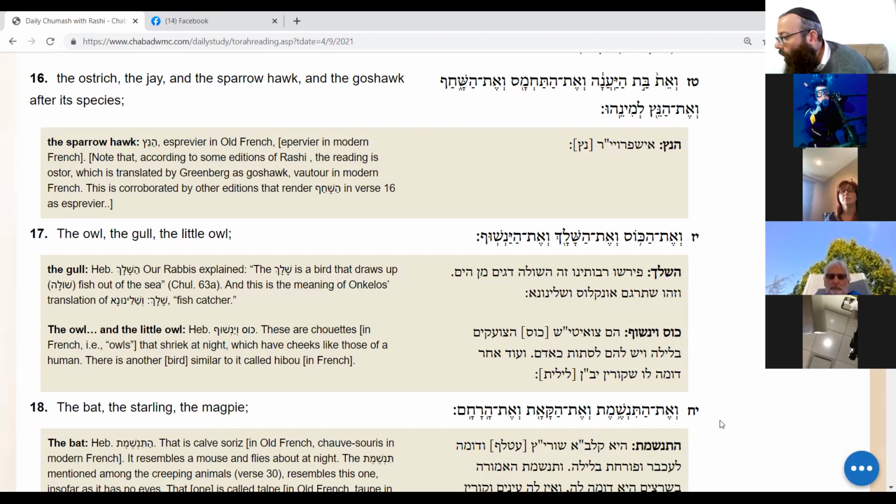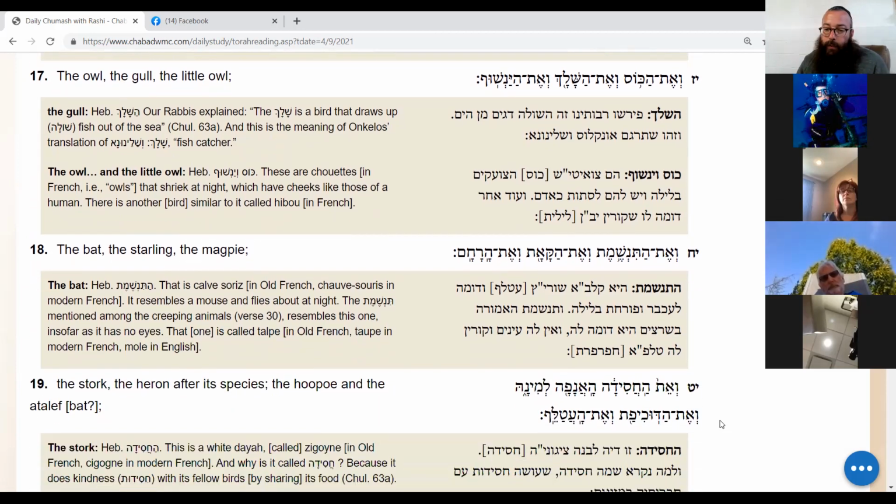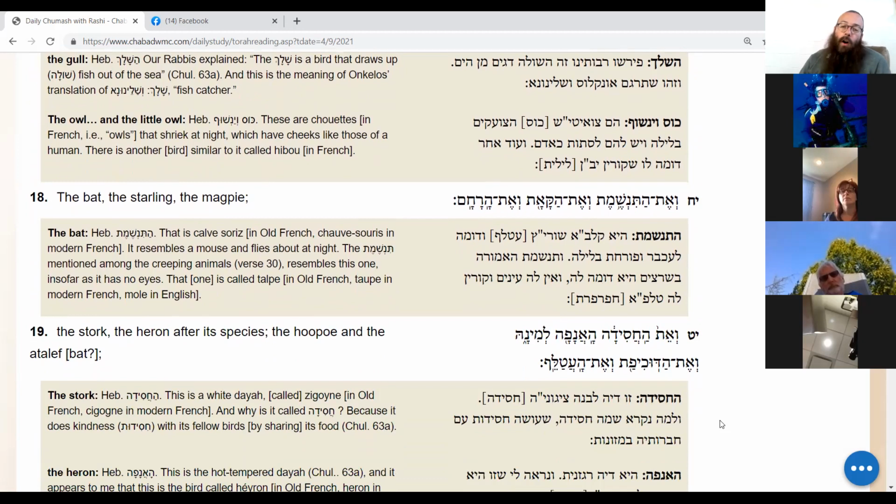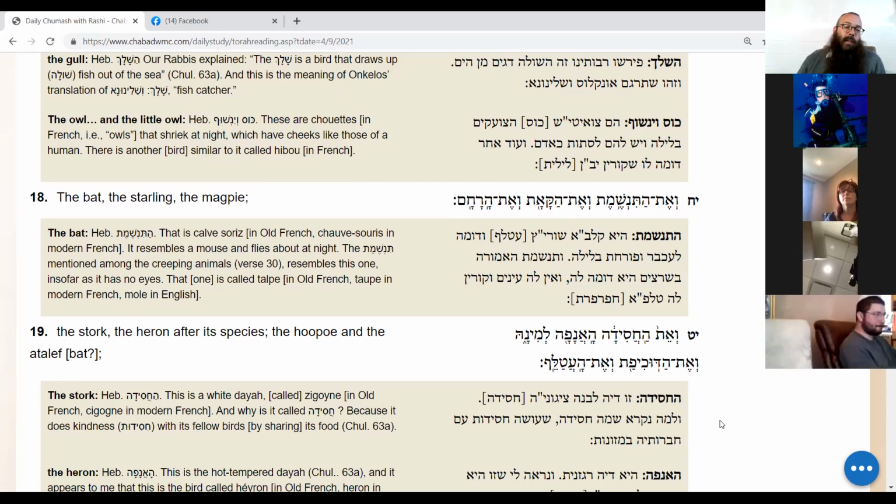Okay, so far we're holding, I think we had 13. Now we're going to learn 14, 15, and 16. Ve'hatinshemes, ve'hakos, ve'harachom. The bat, Rashi tells us it looks like a flying mouse. The same word tinshemes is used for bugs. That's referring to a blind bug that he calls something, a talpi or something, some kind of bug. But anyway, here it's referring to the bat. It's a flying mouse. Ve'hakos, ve'harachom. And the verse said the starling and the magpie. Those are also prohibited. Those are not allowed to be eaten.